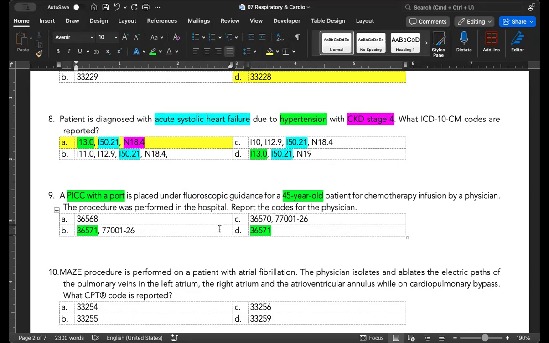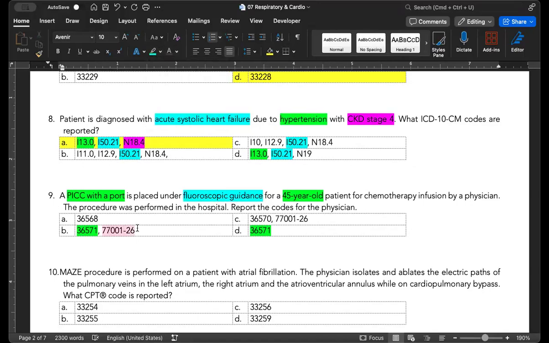I think we report the 77001. Okay. Does anybody agree? Anybody disagree? I want to hear, not that I don't believe you. I just want to see if anybody agrees. Okay, yep. So we can report the fluoroscopic guidance separately.